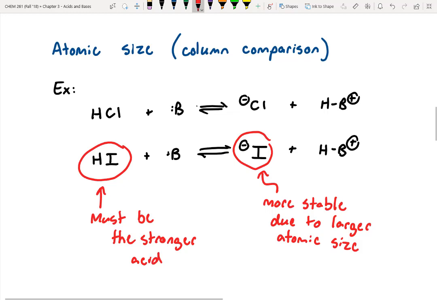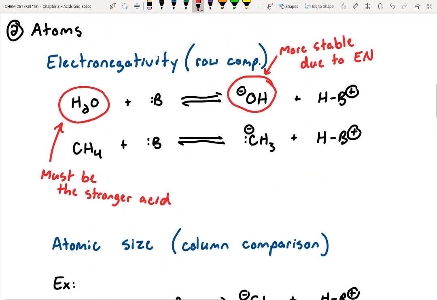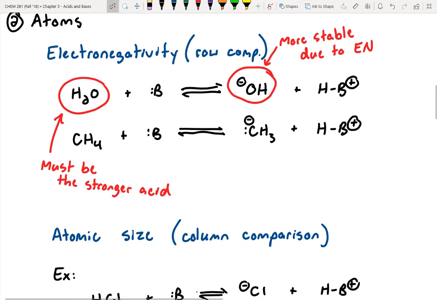It's confusing. So when you're comparing up and down a column, so in this case, chloride versus iodide, you look at atomic size. If we go back up here, we were comparing oxygen with a negative charge to carbon with a negative charge. That's comparing across a row. That's when we look at electronegativity.